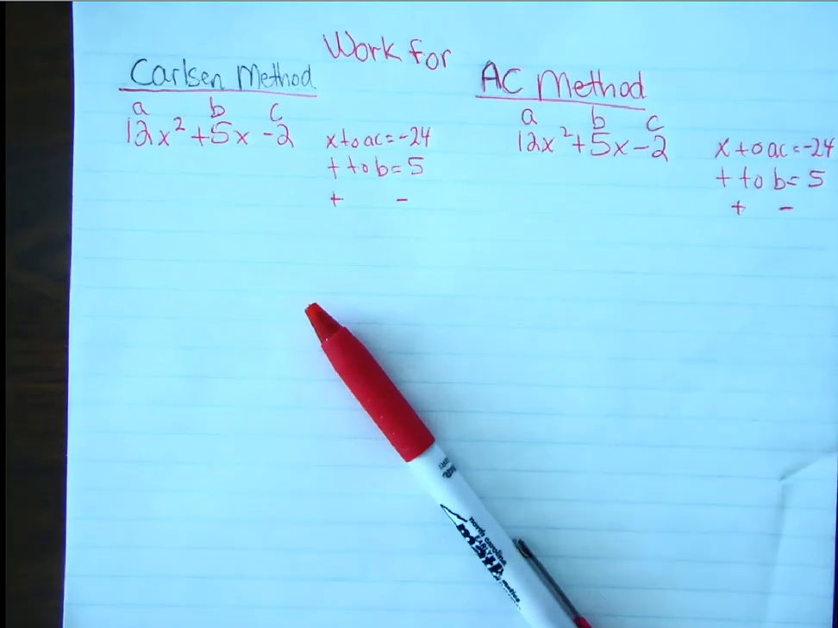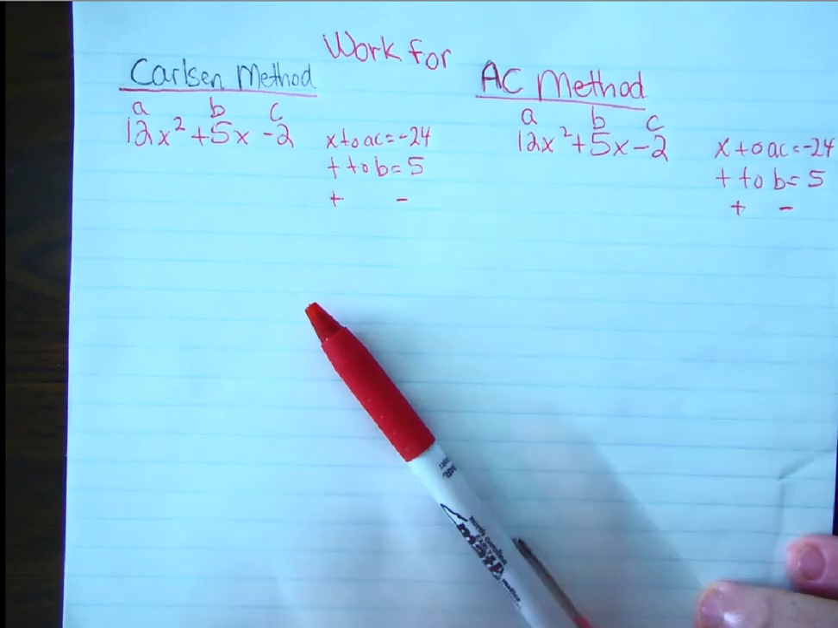Okay, students, I'm going to show you what work must be shown for your test tomorrow using either method. So I'm going to do two problems at the same time, showing the Carlsen method on the left side and the AC method on the right side. You're going to do this on your paper, and then on the actual test itself, you'll put your answers and take screenshots of both.